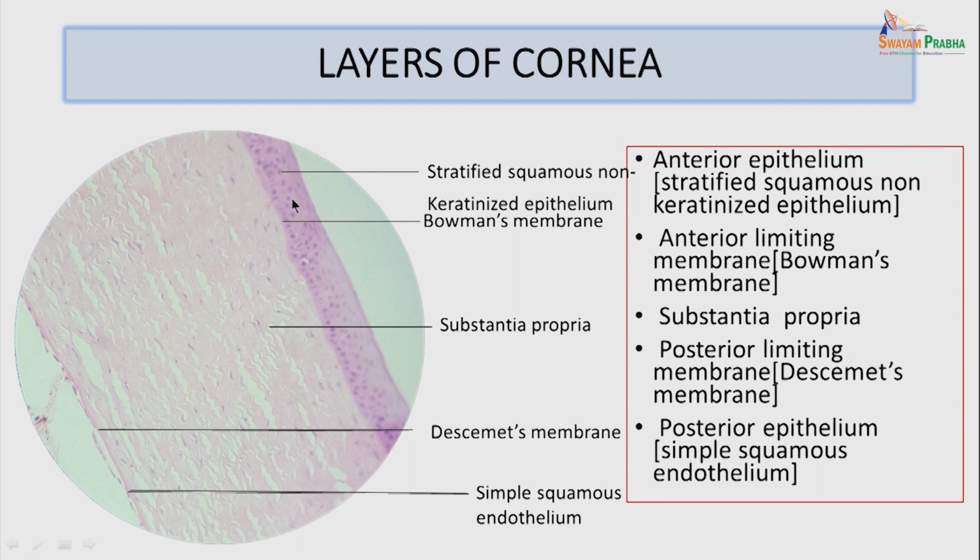Anterior most is the anterior epithelium, stratified squamous non-keratinized epithelium. The next layer is the anterior limiting membrane or Bowman's membrane. The third layer is the substantia propria, which forms the major bulk of the cornea. The next one is the posterior limiting membrane, that is Descemet's membrane. The last layer is the posterior epithelium or simple squamous endothelium.